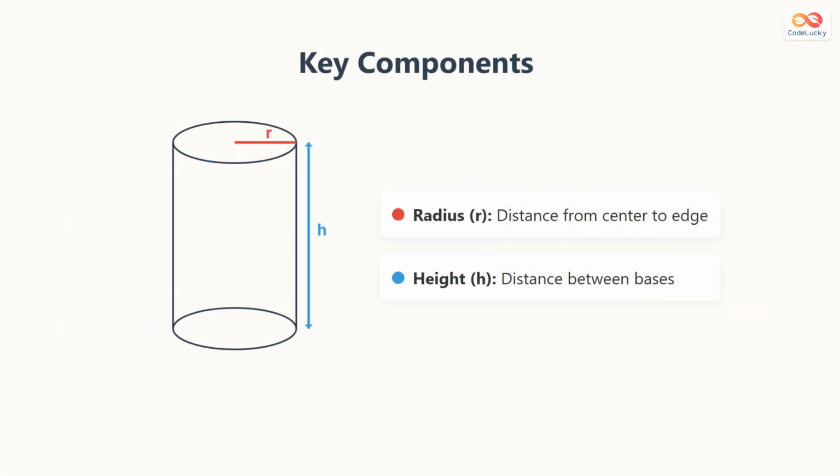To find the volume, we need to measure two specific parts of the cylinder. First is the radius, represented by the letter r, which is the distance from the center of the circle to its edge. Second is the height, represented by the letter h, which is the straight distance between the top and bottom bases.